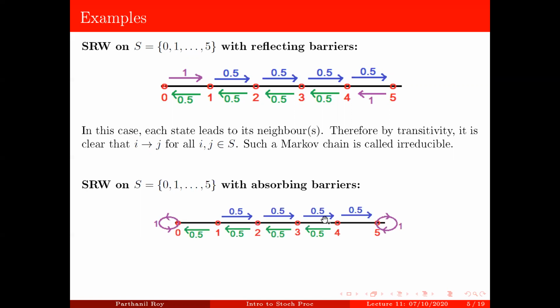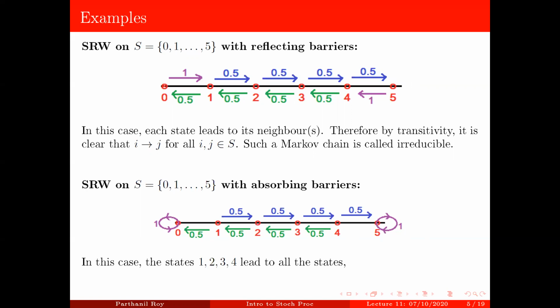So here the transition diagram is more or less the same, except at the boundaries, the barriers, 0 and 5. If it reaches 0, it just stays put. The next step is coming back to 0 over and over again. Similarly, if it goes to 5, it just stays put. So in other words, P00 and P55 are both 1. Last time, whenever you reached the boundaries, you got reflected to the next neighbor. Here you don't do that. You just stay put.